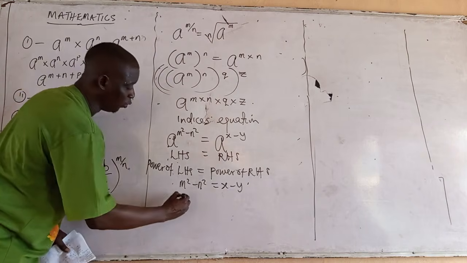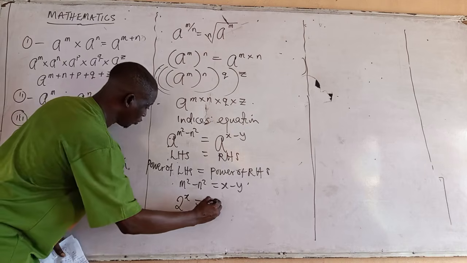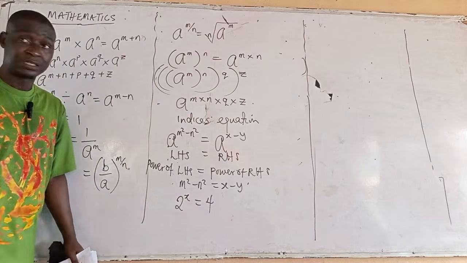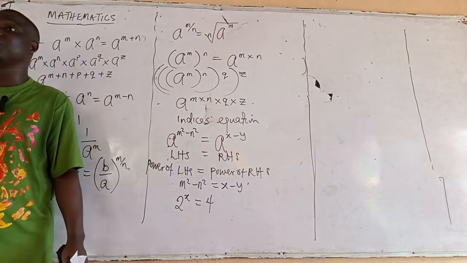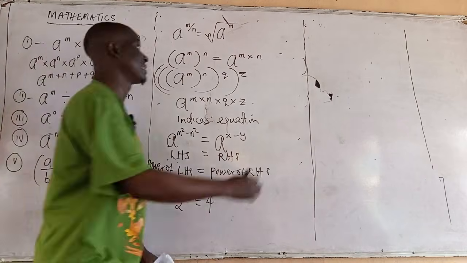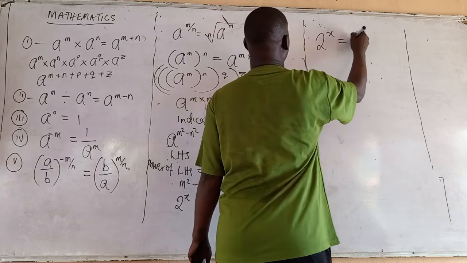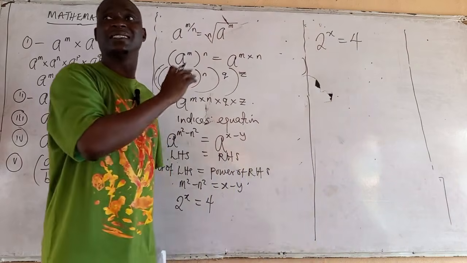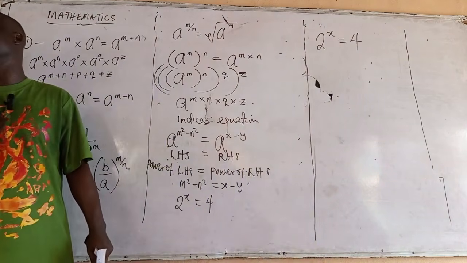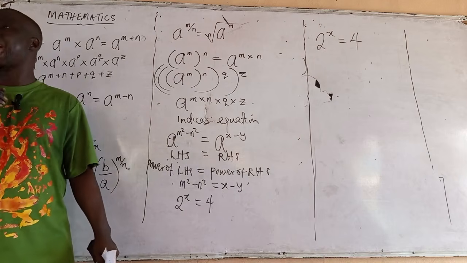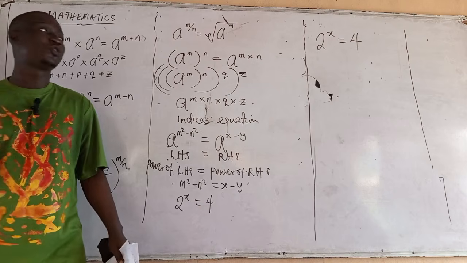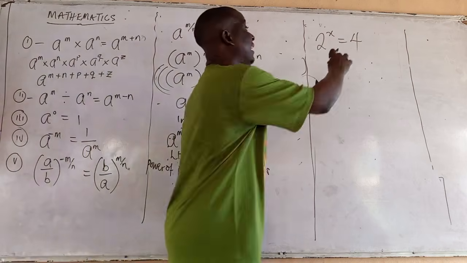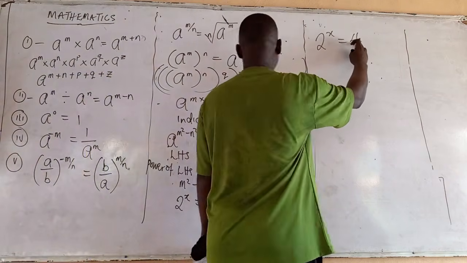For example, if I give you 2 raised to power x is equal to 4, for example. Now, is it the same thing? Please look at the board. 2 raised to power x equal to 4. The left hand side and the right hand side are not the same. How do you know? My aim, my objective, is to ensure that the powers are the same.